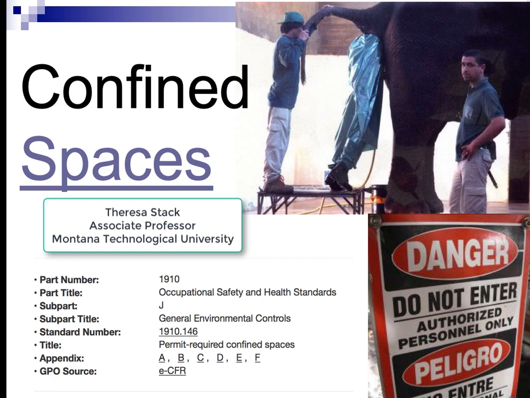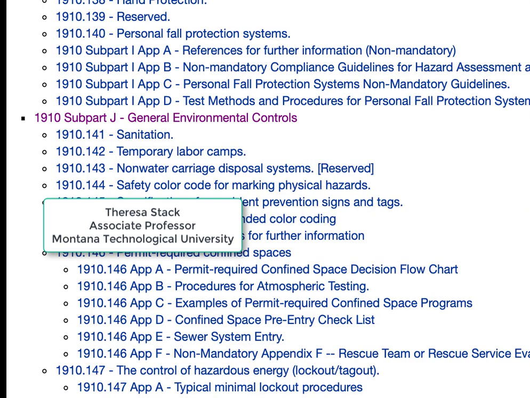In our learning unit today we'll cover confined spaces. You can find confined spaces under 29 CFR 1910, Subpart J. And if we take a look at the Occupational Safety and Health Standards, you can see that Subpart J has a number of different subcategories to include sanitation, color coding, and as well permit required confined spaces, as well as control of hazardous energy, which is lockout tagout.